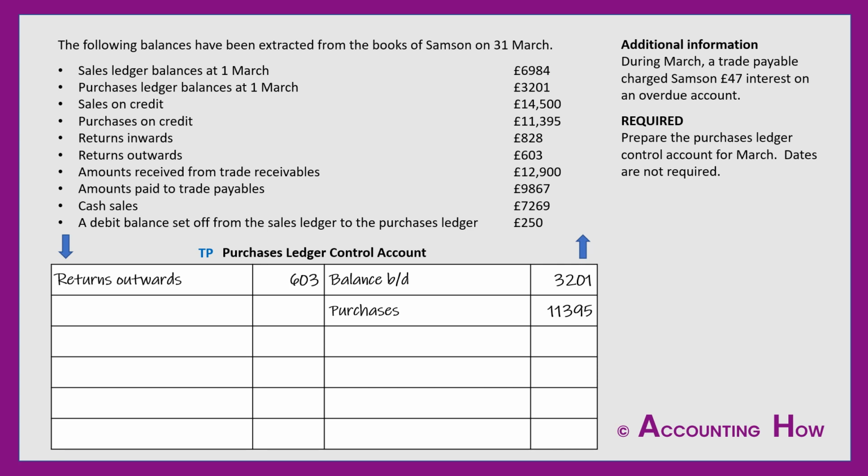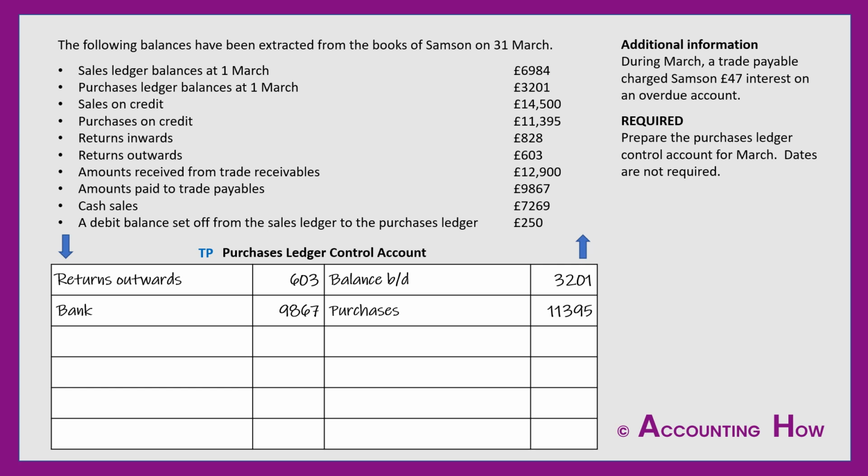During the course of March, it says amounts paid to trade payables 9867. So that's going to be the bank figure. That's reducing what he owes them. That's the amount he's paid off what he owes. The cash sales we've talked about are not relevant to the question in this case, or indeed the sales ledger control account either. You could have cash purchases in another question. That would be another red herring trying to trip you up, so watch out.